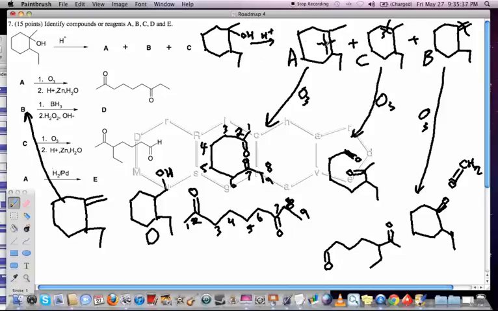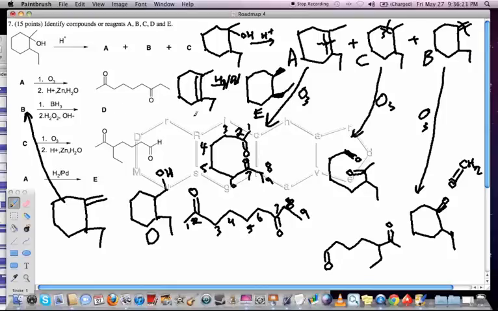Now A is this compound here. When it reacts with hydrogen and palladium, what we get is a cis hydrogenation reaction occurring, where we end up with this as our compound E.